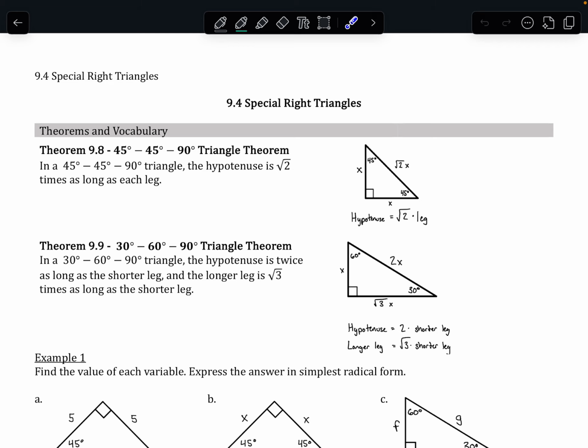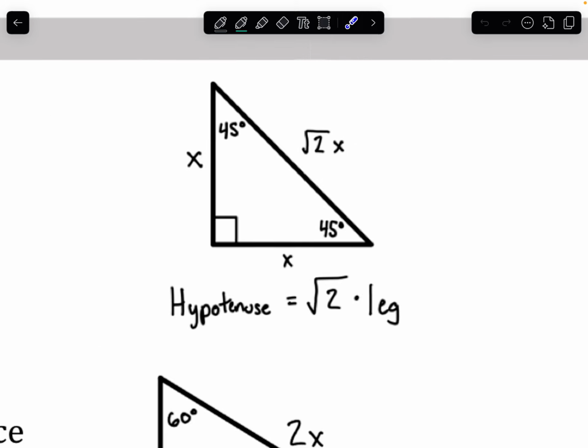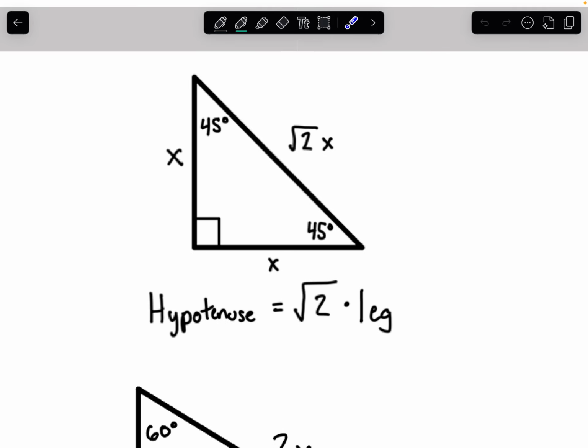Our first theorem in 9.8 is a 45, 45, 90 triangle. What this theorem is saying is if we know a leg, we'll just call it x, we then know the hypotenuse. That hypotenuse is going to be equal to square root 2 times the leg. So square root 2 times x.